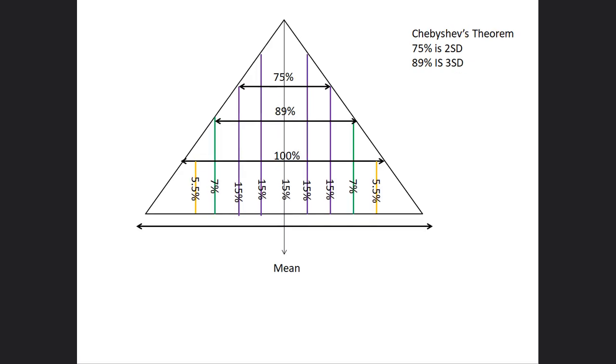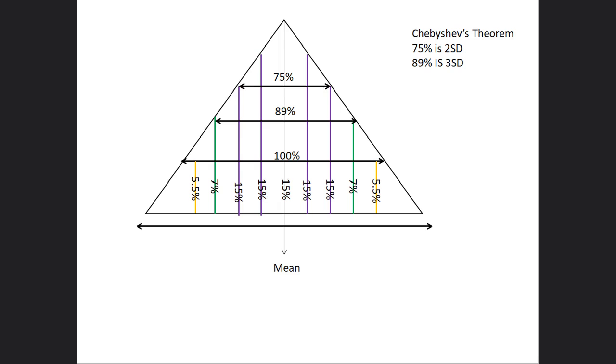We're going to finish the 100%. We have the yellow line left. If we take 100% minus 89%, because we already have the data up to 89%, we are left with 11%. We're going to take 11%, divide that by 2, which gives us 5.5%. We're going to add 5.5% to the left, 5.5% to the right.